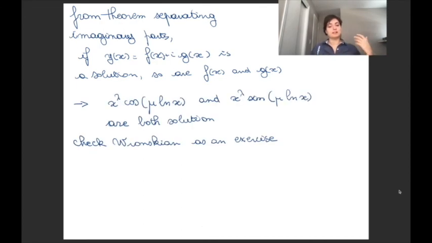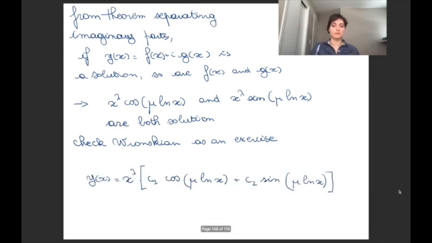So what we have created is that x to the power lambda cosine of mu logarithm of x and x to the power lambda sine of mu logarithm of x create a fundamental set of solutions. I will leave you to check the Wronskian as an exercise to check that it's non-zero. But we have found that the form of the solution of the Euler equation when there are two complex distinct roots is like this. It's x to the power lambda times a coefficient cosine of mu logarithm of x plus a coefficient sine of mu logarithm of x.